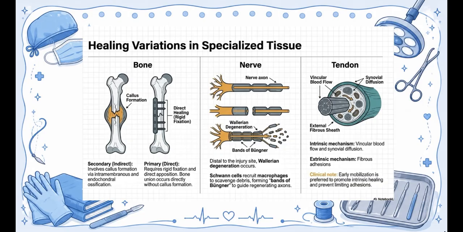Now, while skin forms scars, other specialized tissues have their own unique ways of healing. Bone, for instance, can heal indirectly by forming a hard callus. Or if a surgeon fixes it firmly together, it heals directly without a callus at all. Nerves heal entirely differently. A severed nerve actually drops away its damaged ends. This is a process called Wallerian degeneration. Then, special cells create tiny tunnels. These tunnels carefully guide the new nerve fibers back together.